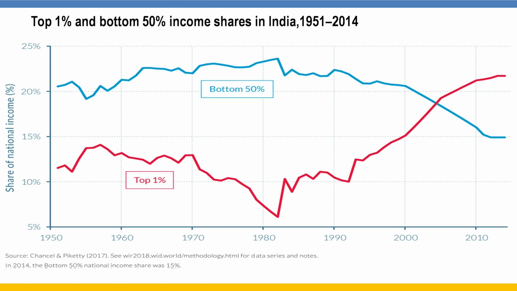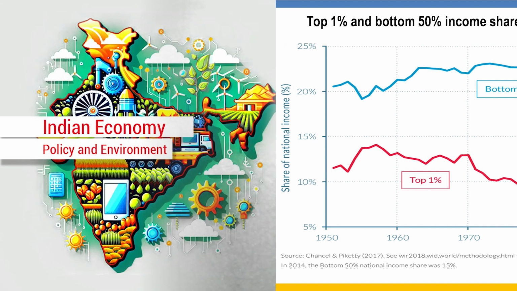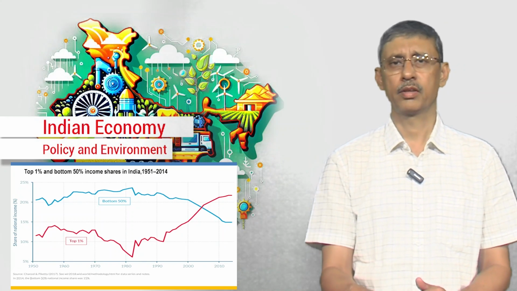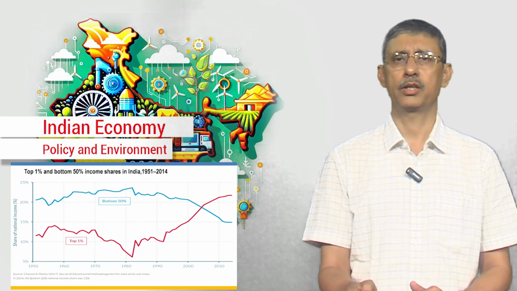And around 2005, the income of the top 1% surpassed the curve of the bottom 50%, which means that there is a general decline in the economy, a general decline in the wages, the rich becoming richer, and the poor becoming poorer. So therefore, this picture is not consistent with the poverty reduction picture when we discuss the question of inclusive growth in India. So this is the situation of inequality that we have.